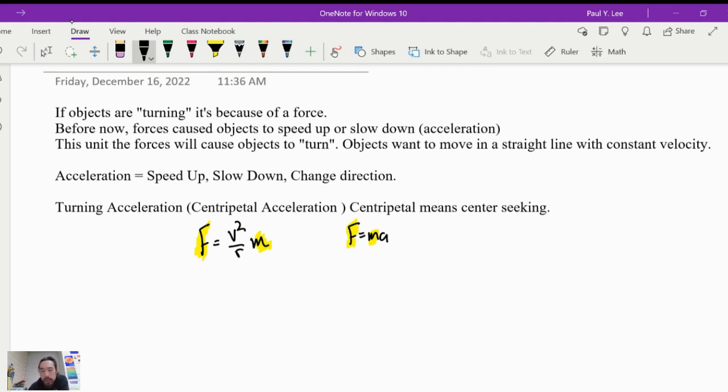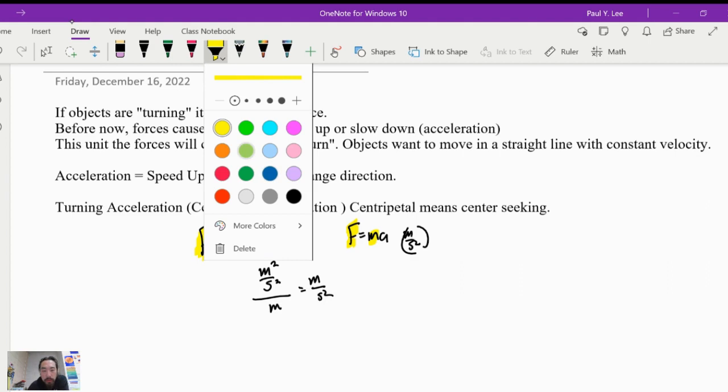So the units for acceleration is meters per second squared, just so you know. The units for velocity is meters per second, but we're squaring it. So we get meters per second, both of those squared, divided by the units for radius, which is meters. So meters squared over second squared divided by meters simply reduces to meters per second squared.